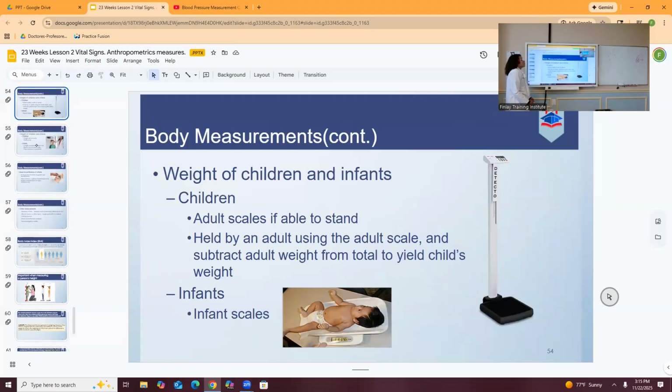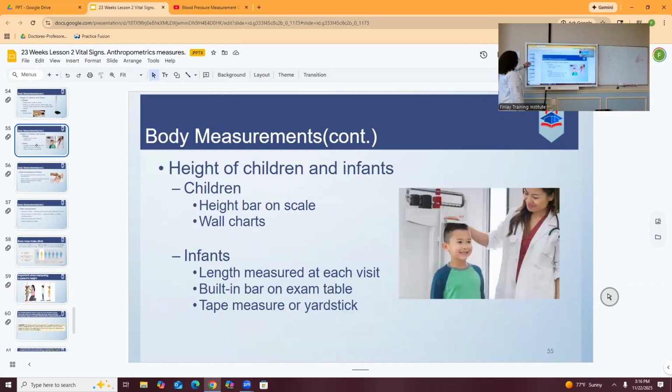For the children, there are special scales, okay? We can use the adult scales on kids that look too big or that are able to stand still. We can use the adult scale if the patient doesn't need to be carried or is just needing somebody next to them. In the infants, the infant scale is going to allow the patient to be laid on the scale and give us an accurate weight.